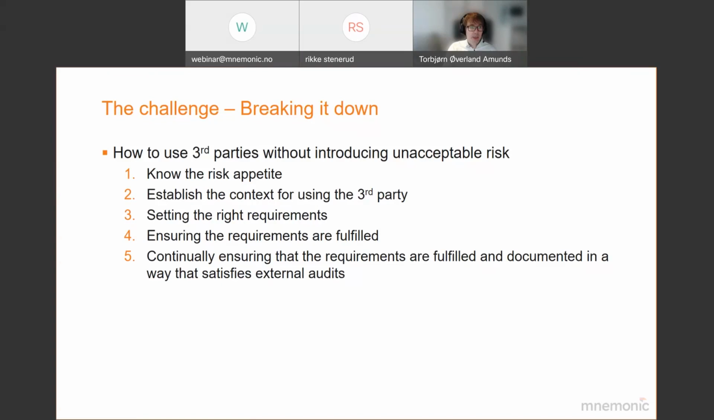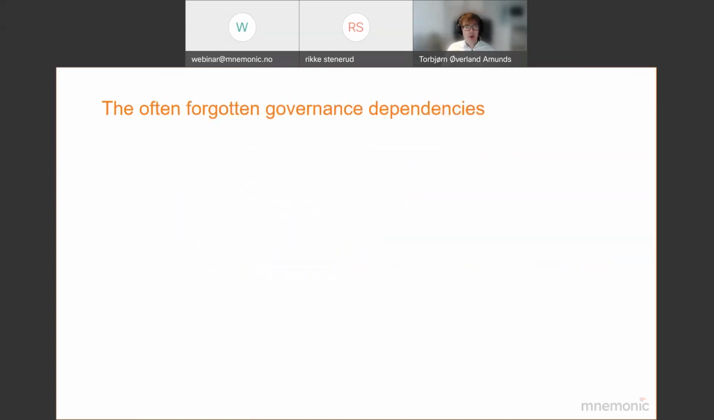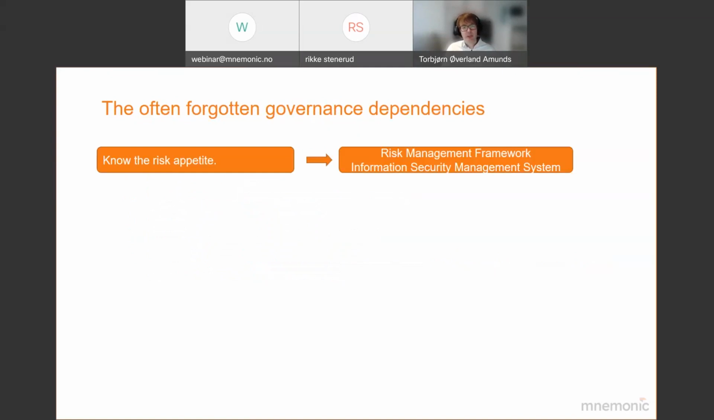Like I mentioned, we need to look a little bit at the often forgotten governance dependencies. To look at those, you can just look at how we broke down the challenge. Well, first step, you needed to know your risk appetite. What does that mean? Well, you need to have in place a risk management framework, and you also need to have some sort of information security management system, or ISMS, because you need to phrase your risk appetite in terms of security.